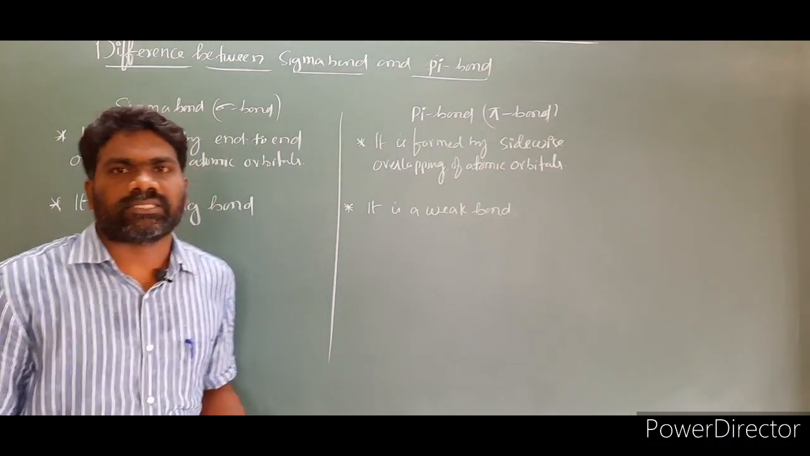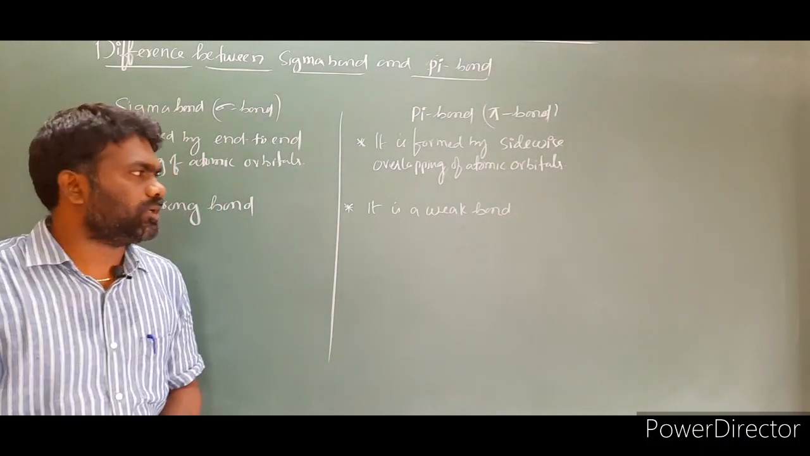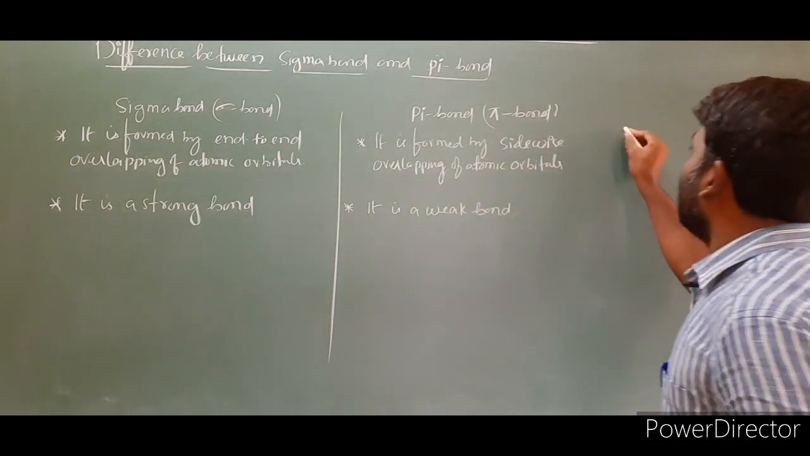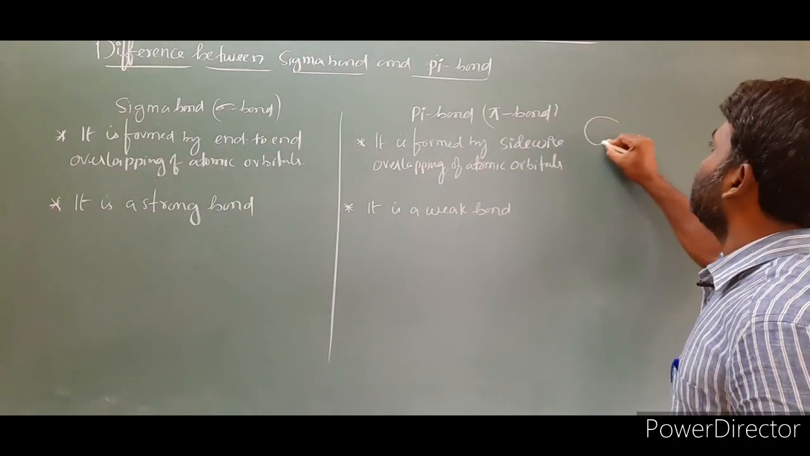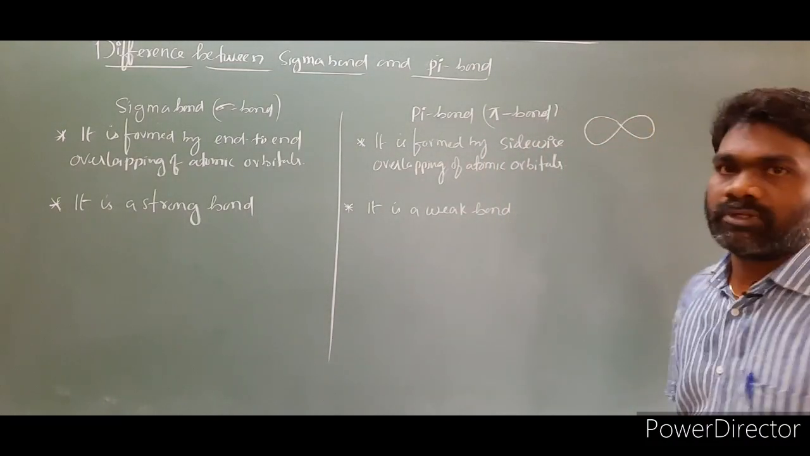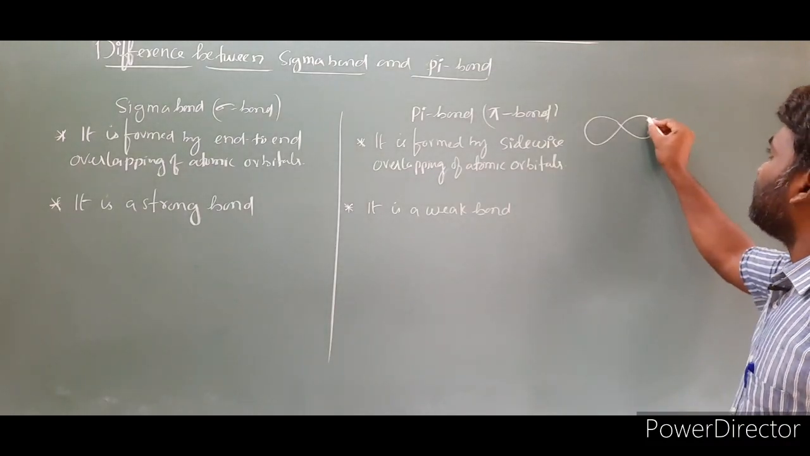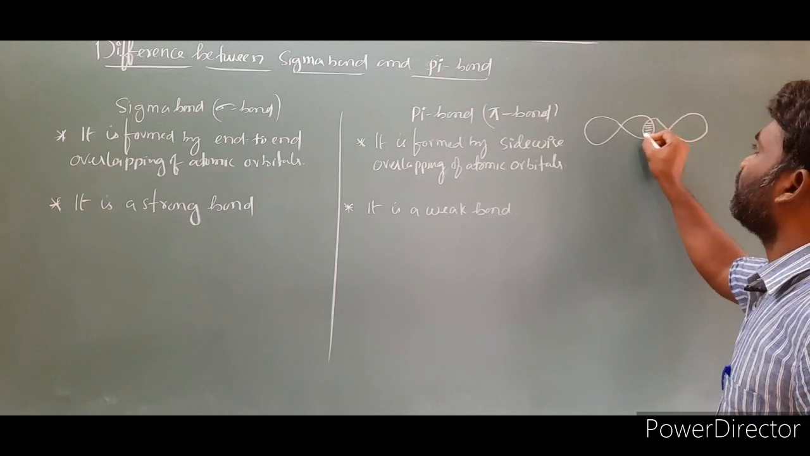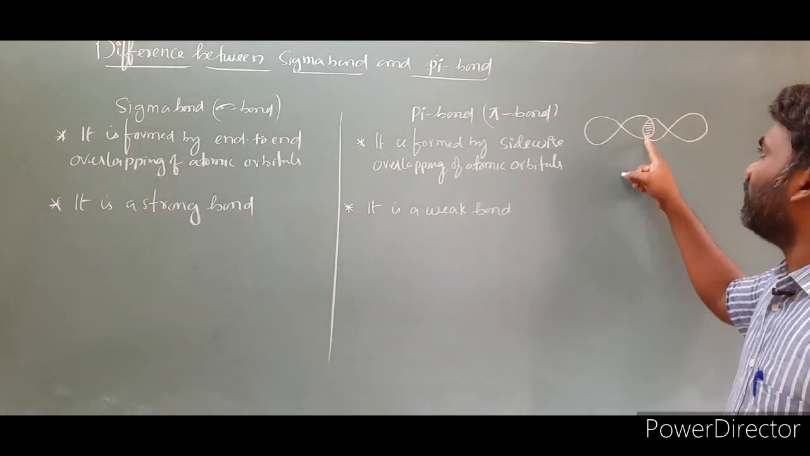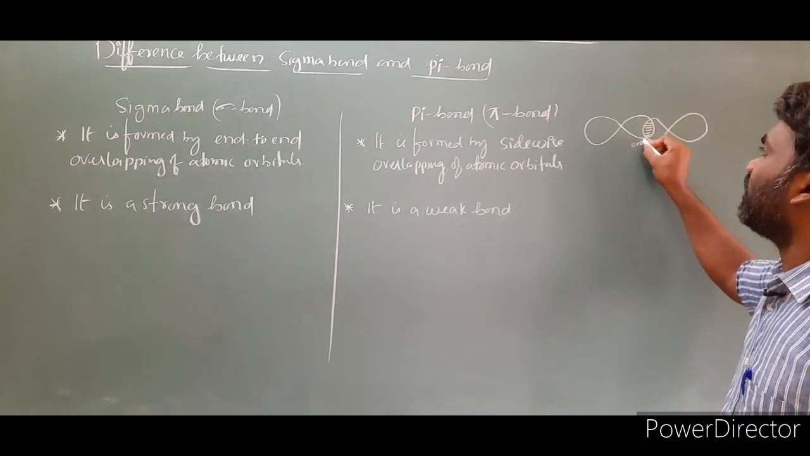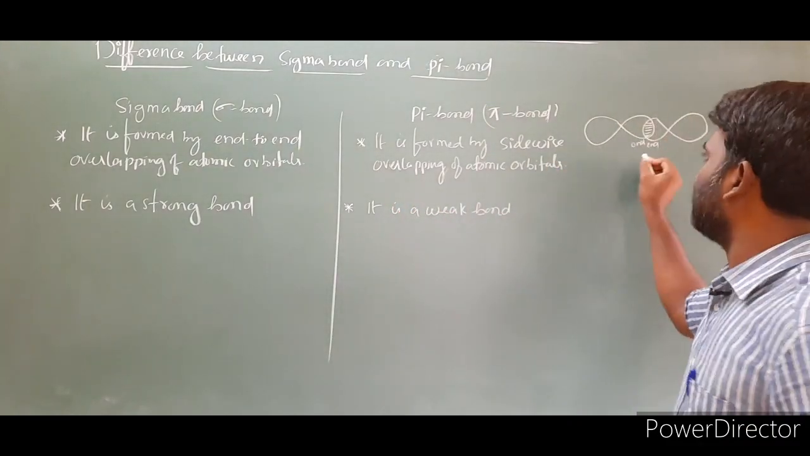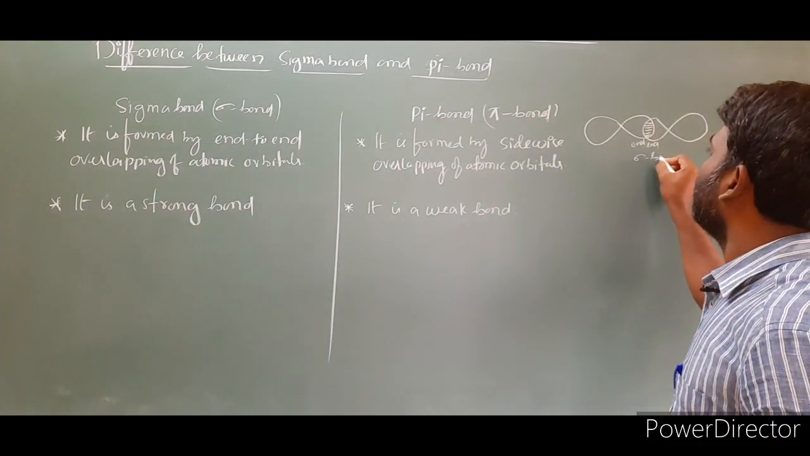Now one question arises. Why is the sigma bond a strong bond? Why is the pi bond a weak bond? Let us take an example. I am taking this one p orbital, and this p orbital overlaps with another p orbital like this. This is the overlap, so this is end on end overlapping. The end part is overlapped with the end part. End on end overlapping. What is the bond? Sigma bond.